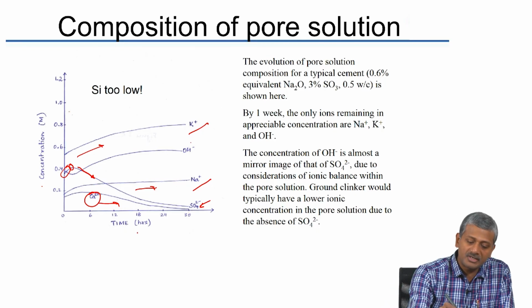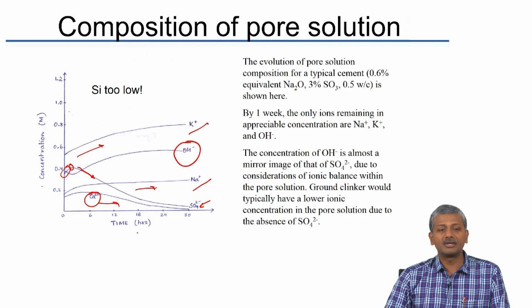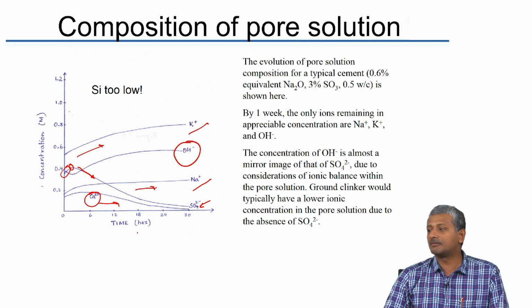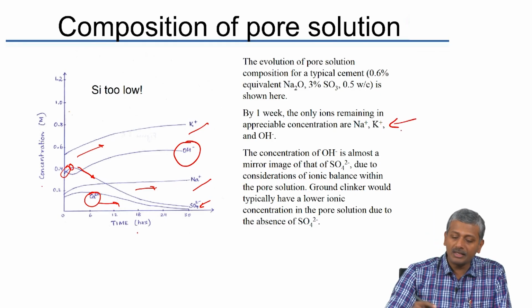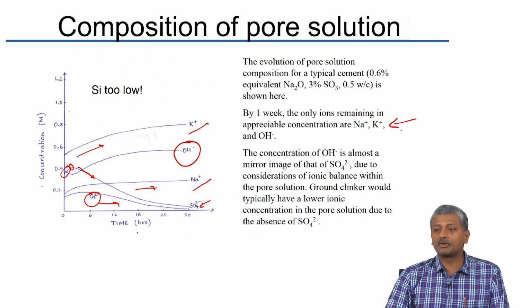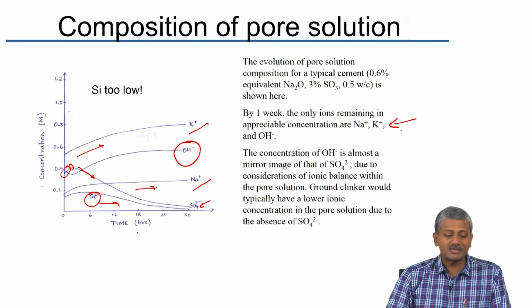The other species that is present in substantial concentrations is your hydroxyl species, and that needs to be present because you need to have a balance in your system with the positive ionic species, that is the alkali ions. So after about 1 week, the only ions remaining in appreciable concentration are sodium, potassium and hydroxyl ions. The silicon concentration is way too low to be plotted on the same scale as the other ionic species.